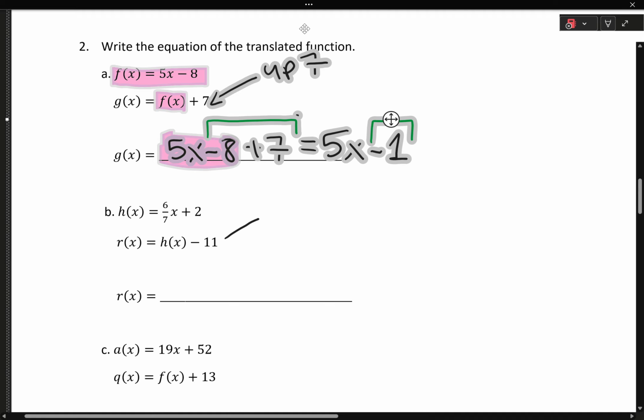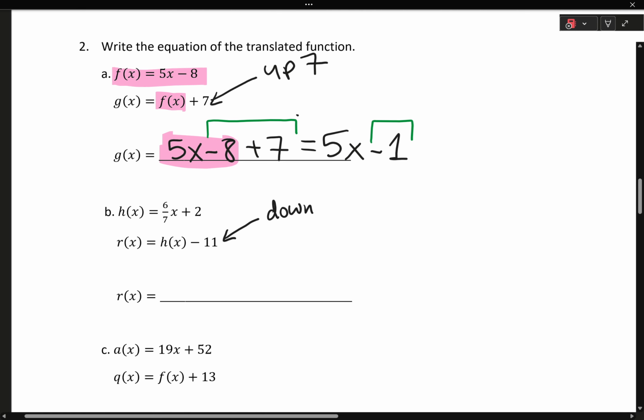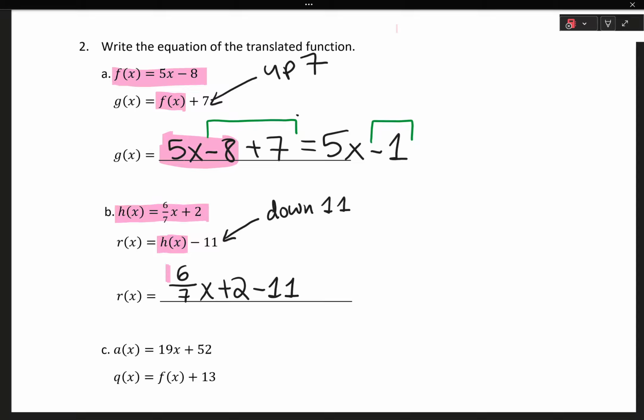In letter B, we have subtracting. That's down 11. In letter B, we have what h of x equals, and r of x is h of x minus 11. Let's find the new function. So 6 over 7x plus 2 is h of x, and then I subtract 11 from it. Once again, we're going to combine some like terms, the 2 and the minus 11. Our slope stays 6 over 7x, but then our y-intercept is -9 because we moved down 11.